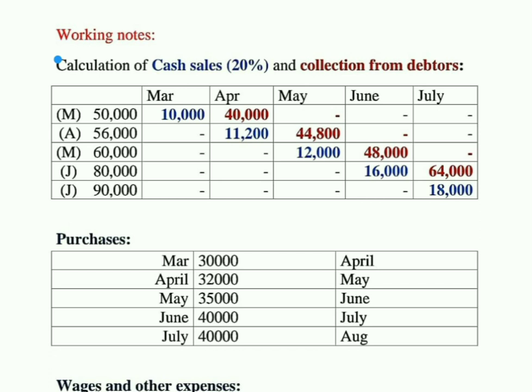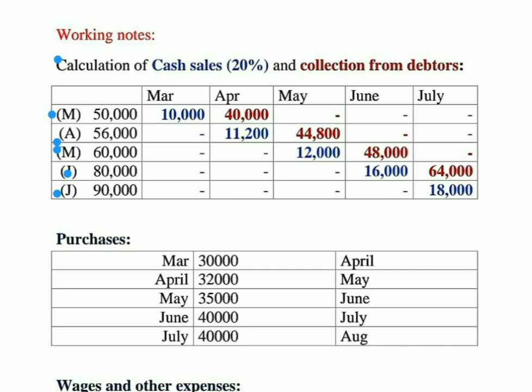So here there are 20% cash sales and the remaining 80% are credit sales. See here, these are the sales given monthly: March 50,000, April 56,000, May 60,000, June 80,000 and July 90,000. So we'll calculate the cash sales in that particular month and the amount of collection from debtors. Now see, first of all March, rupees 50,000.